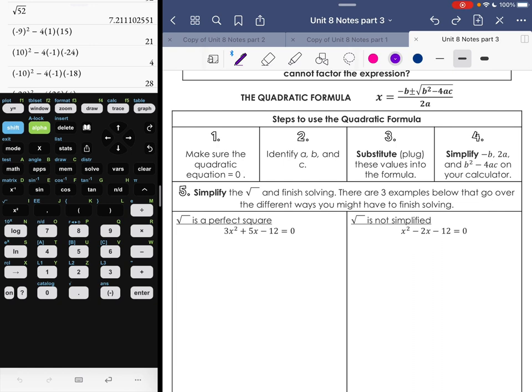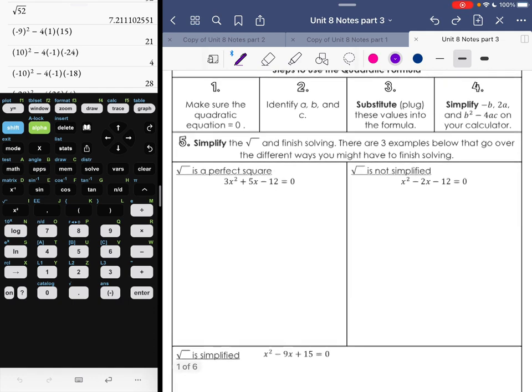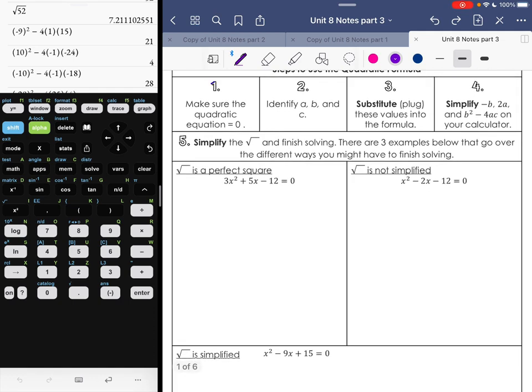So the first thing is you have to make sure that the equation equals 0. And we'll do some on the next page where they do not equal 0, and we'll talk about how important it is that you make them equal 0. So this is the first step. Make sure it equals 0.